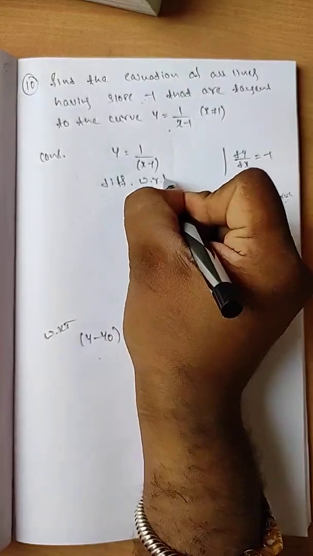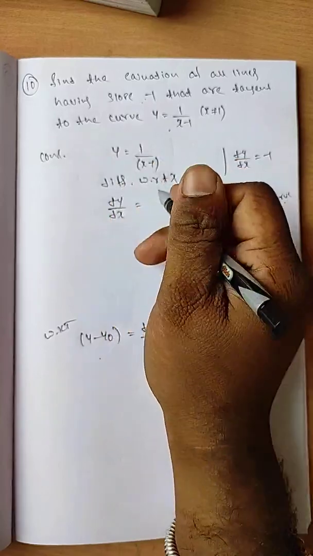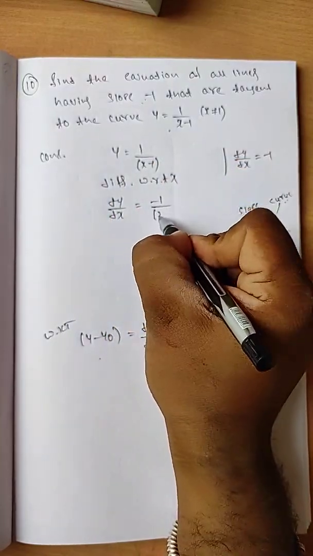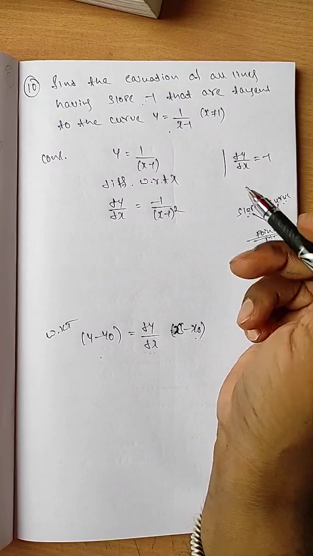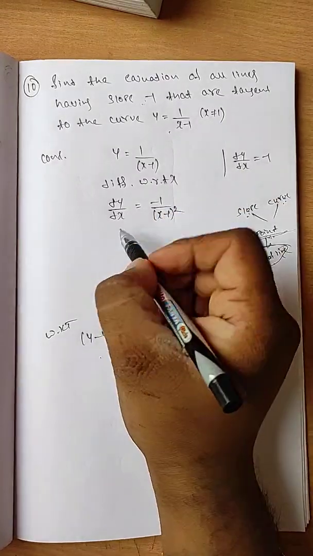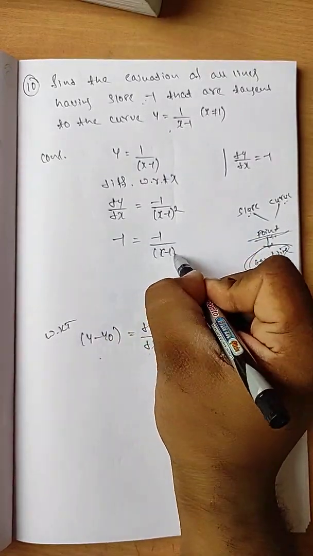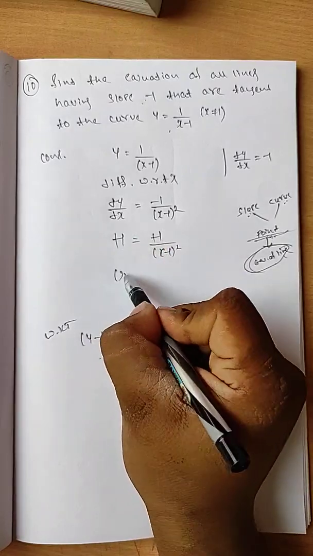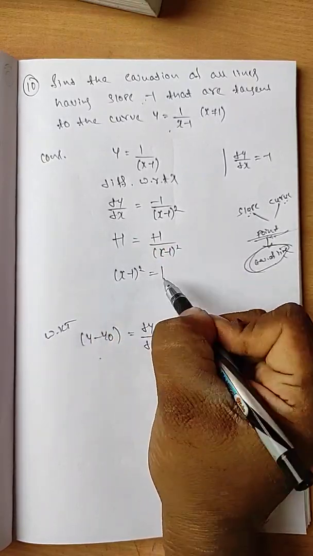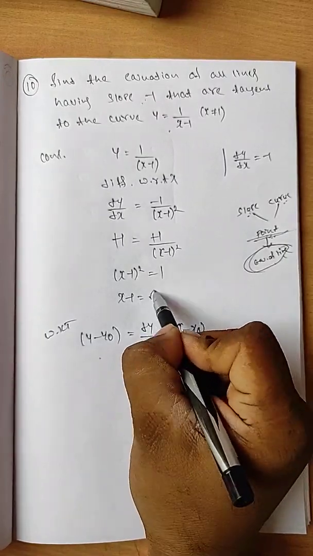Differentiate with respect to x. So here dy by dx is equal to, the differentiation of 1 by x minus 1 is minus 1 by x minus 1 whole square. What is dy by dx? It is minus 1. So minus 1 is equal to minus 1 by x minus 1 whole square. Minus minus cancel, x minus 1 whole square, cross multiply. x minus 1 whole square is equal to 1, which means x minus 1 is equal to root 1.